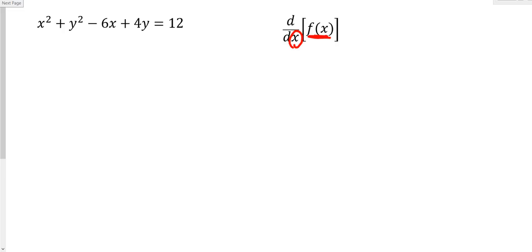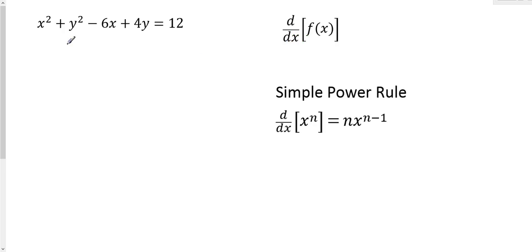But in this case here, for this term here, x to the second power, and this term here, negative 6x to the second power, we can actually use this simple power rule because we have the derivative with respect to x, and then we have x to a power. X itself is being raised to a power, so the independent variable is the one that has the power. Therefore, we can use this simple power rule for those two terms.